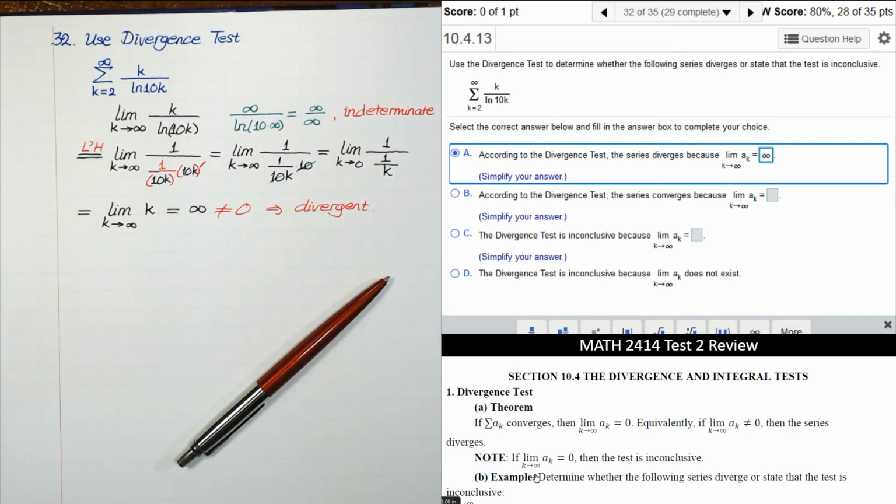Right. So it's either divergent or inconclusive. We cannot test convergence here. So when we look at these choices, if we use the divergent test, it's not going to be convergent. So it's not going to be B for sure.